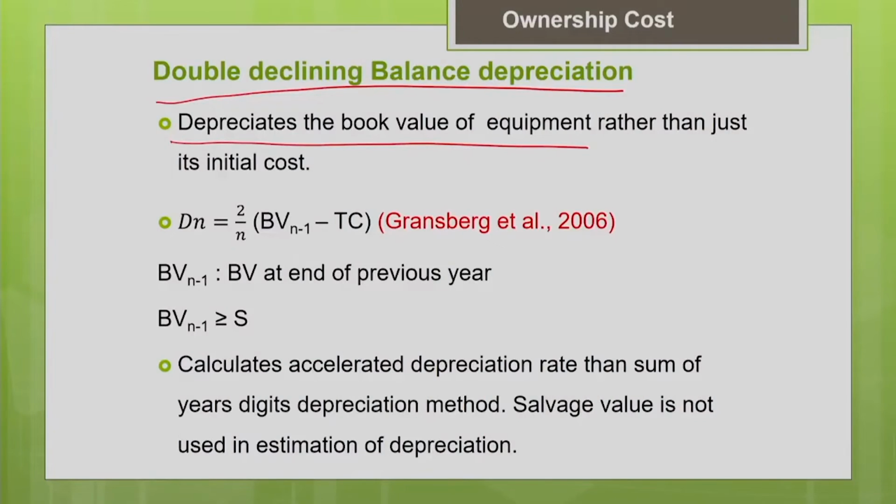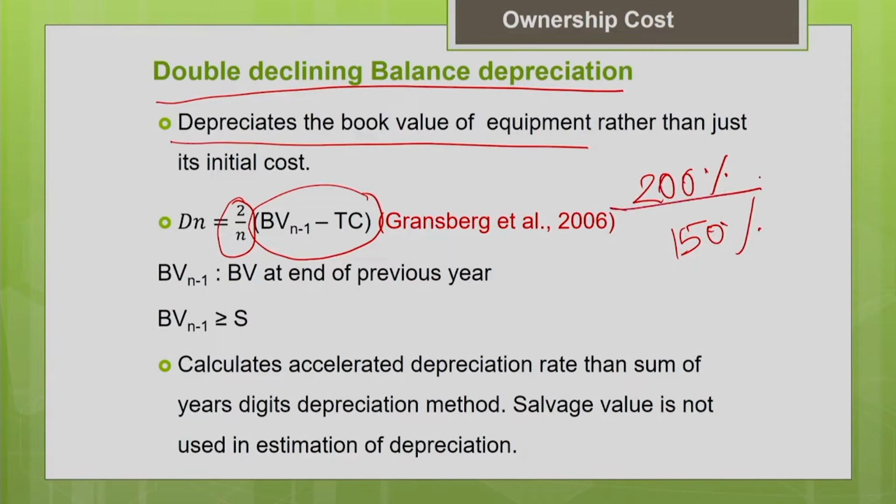Here depreciation is calculated as, you can see, the depreciation factor 2 by n multiplied by book value at the end of the previous year minus the tire cost. So 2 by n. For the straight line method, hope you remember, the depreciation factor was 1 by n. So it is double the straight line method. That is why it is called the double declining balance depreciation method. It is also called the 200% declining balance method. There is some other method called the 150% declining balance method also. But today in this lecture we are going to discuss only the 200% declining balance method.